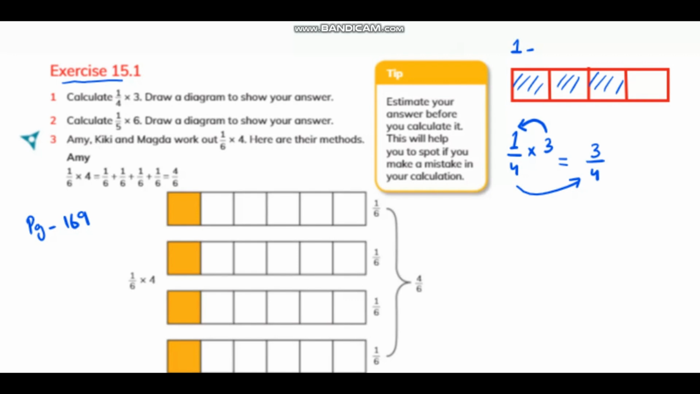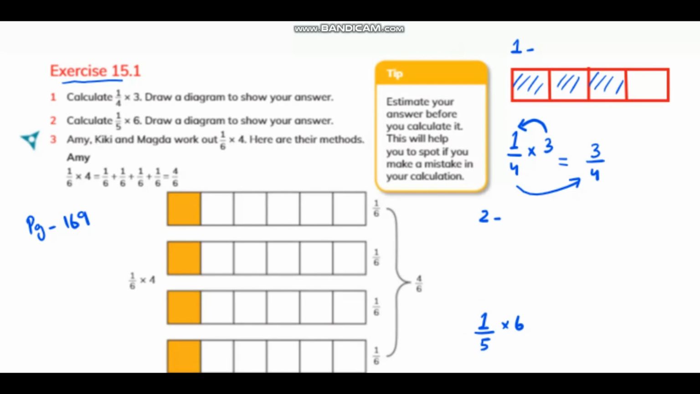Now let's move to question number 2. He says calculate 1 by 5 multiply 6. This is the same as question number 1, but only the values are different. Then he says draw a diagram to show your answer. So we have to show the answer in the form of a diagram. Let's start. Question number 2 is 1 by 5 multiply by 6.